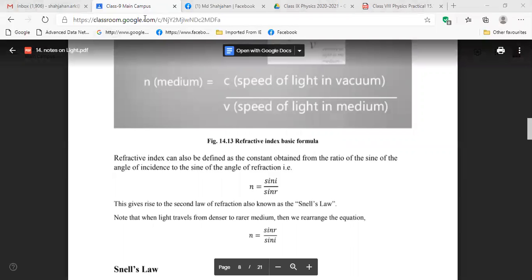After writing Snell's law, you write from here. Did you write the Snell's law heading? Yeah, from here you write. Here to here you give. Then when you are writing this, underline here.